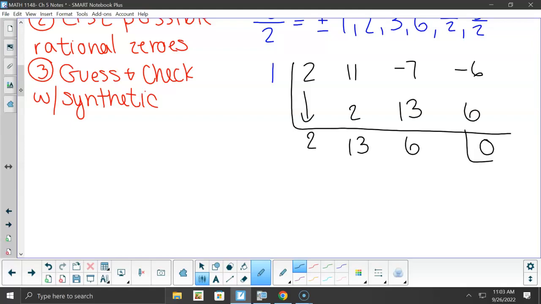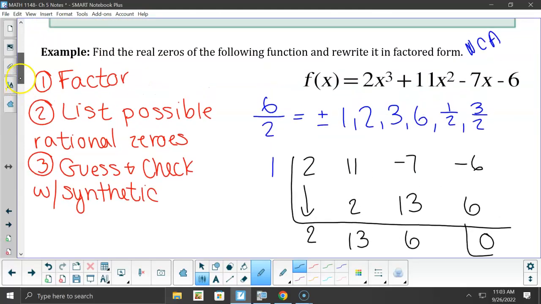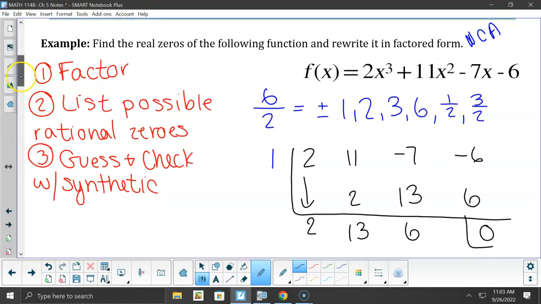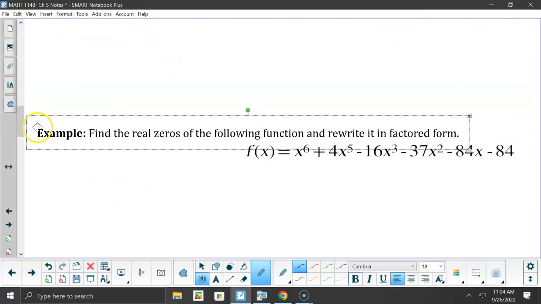Now, once you're done here, do you really want to go through and try to re-guess and check with this quadratic that we've got down at the bottom? No. So what you'll do is you'll start back over on your steps. Guess and check, get one down. Next step, go back and see if you can factor it. Okay?